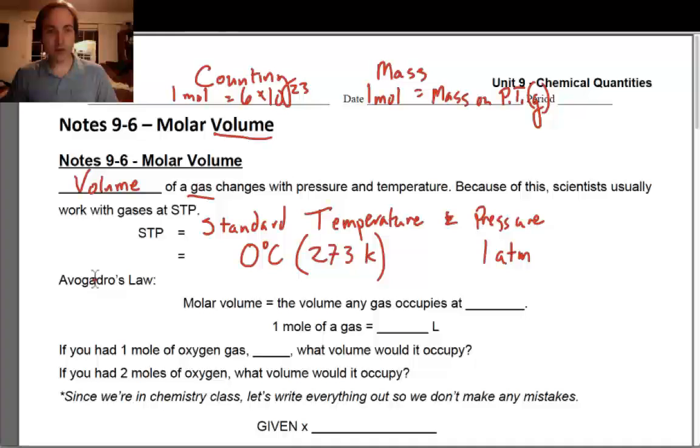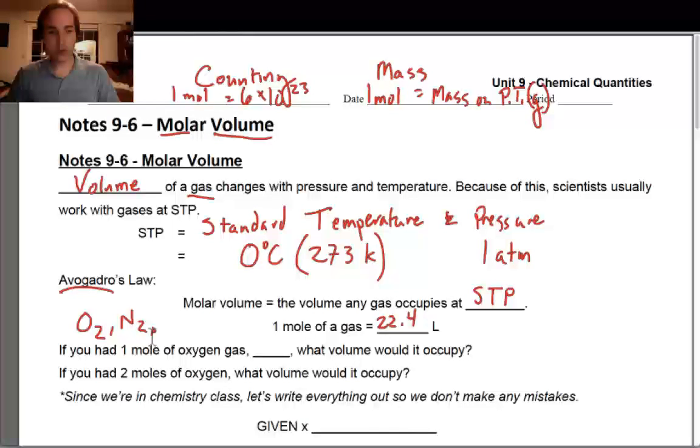Okay, and it turns out the guy who actually came up with the concept of a mole, Avogadro, dealt with this. In fact, he created what's called Avogadro's law. Avogadro's law says that the molar volume, or the volume that any gas occupies at STP, meaning at 0 degrees Celsius and 1 atmosphere, is always equal to 22.4 liters. So basically 1 mole of a gas, and it can be any gas, okay? It could be oxygen, could be nitrogen, could be neon, any gas whatsoever. If you have a mole of it at STP, it occupies 22.4 liters.